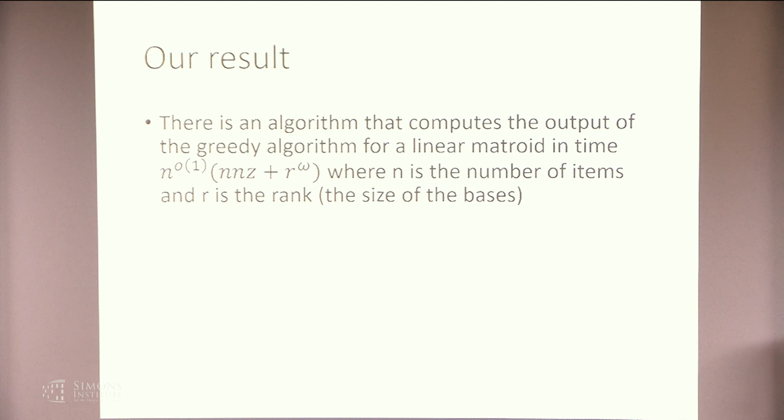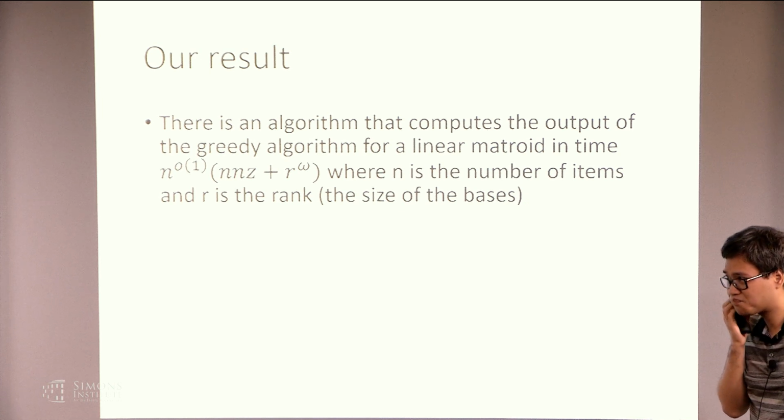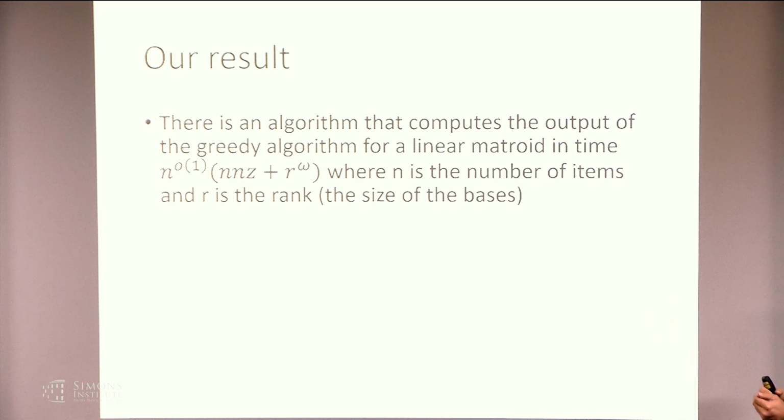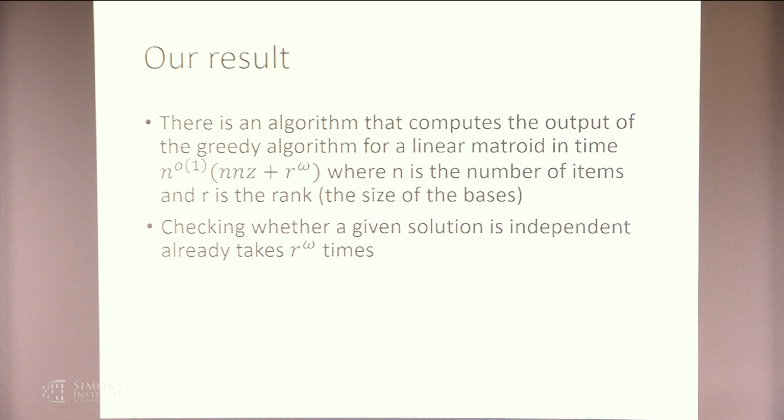So I'll go over how we obtain these results. And as I said, this is just maybe a first step toward getting a better understanding of these combinatorial problems. So we'll get to that at the end. So let's see, how do we solve this particular case? Checking whether a solution is independent already takes this much time. So in general, this seems to be about the right bound for the running time, if we can get it.